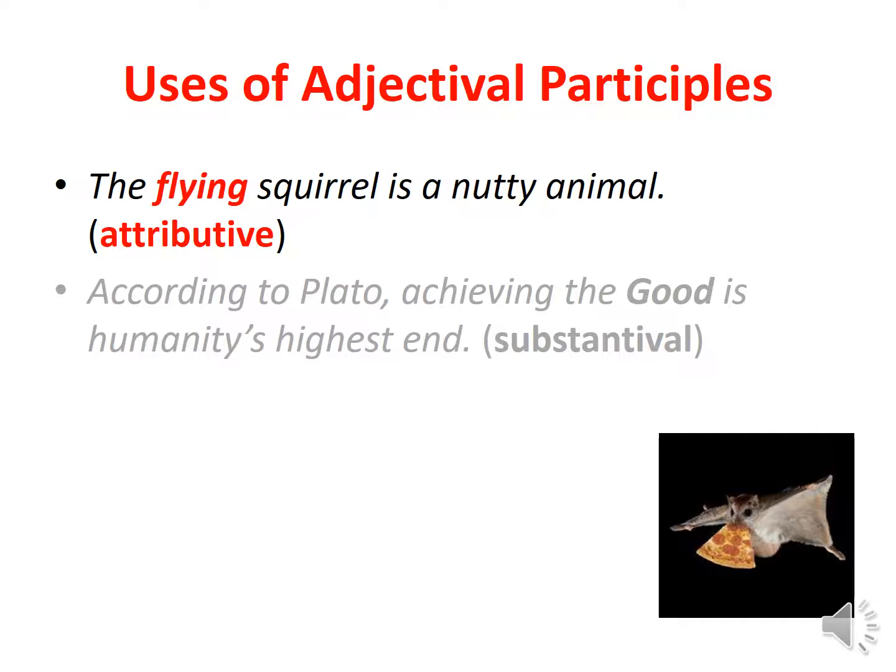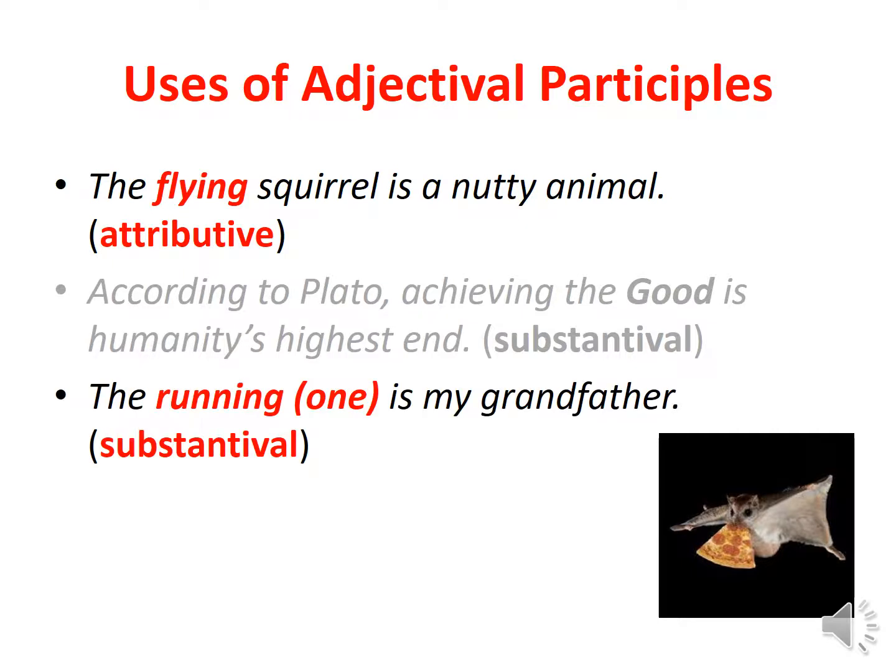Also, like an adjective, a participle can be substantival. So here we have an example that does not involve a participle, but does involve a substantival adjective. According to Plato, achieving the good, which could be an adjective but here is used as a noun, is humanity's highest end. Substantival adjective. So also with the participle.